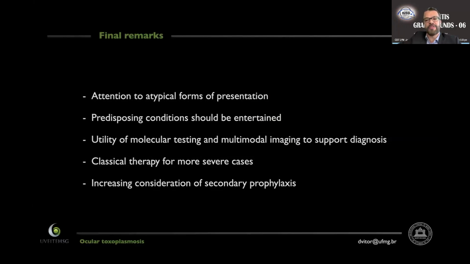So the last word I would like to say is on the utility of molecular testing. In contrast to what we have for herpes viral disease, the sensitivity of aqueous humor PCR for toxo is not that good, about 40 to 50%. So a negative PCR of the aqueous humor for toxo does not rule out toxoplasmosis. A positive result does confirm it. However, for herpes viral disease, it is very sensitive.